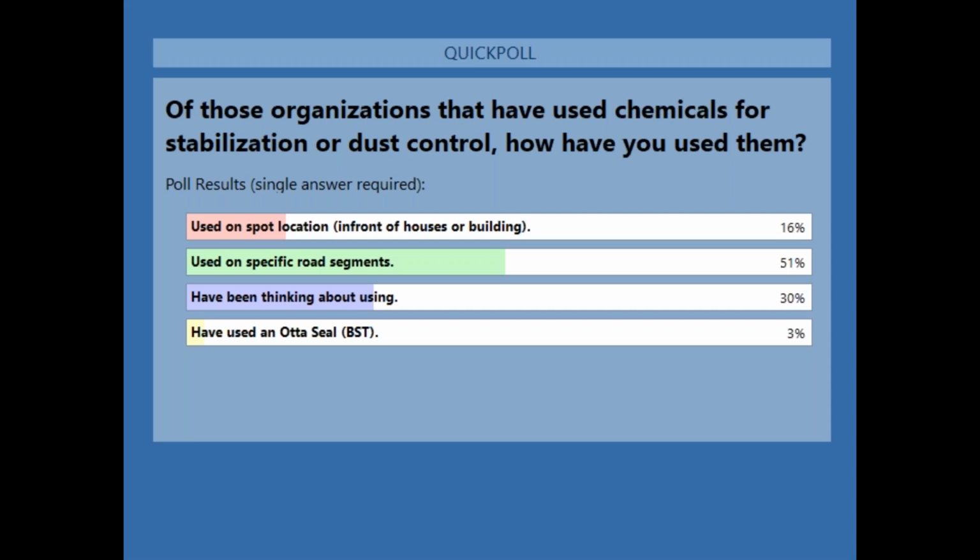I closed that poll down and shared the results. We have 16% of the audience that used them on spot locations. We have 51% that used it on specific road segments. We have 30% that have been thinking about using it, and 3% chose the auto seal option. And then there was a person in the question box that mentioned that they do use them on their gravel roads as well.